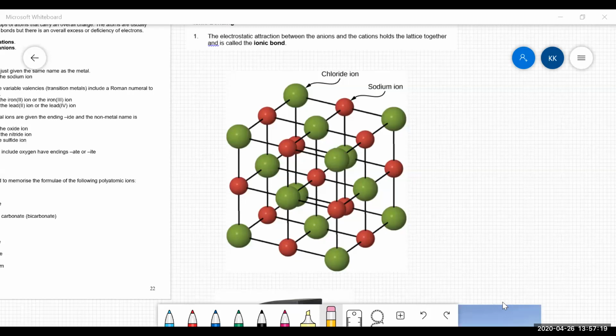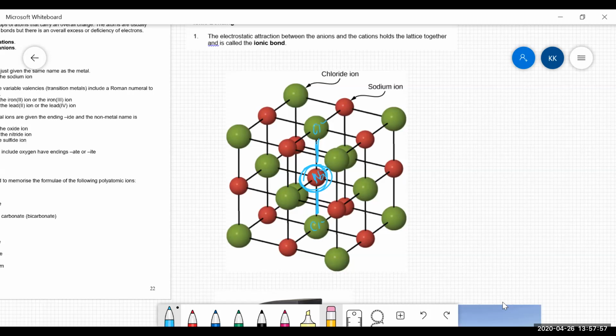This is the lattice, and this is the representation to try and show the lattice in 3 dimensions. So the red ones are the sodiums and the green ones are the chlorides. Just going to pick on this particular sodium. And we're going to talk about why that sodium stays in its place. So you can see that above and below, there are chloride ions. And this is a sodium ion.